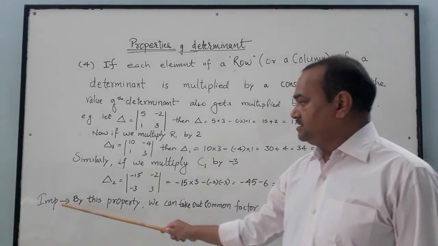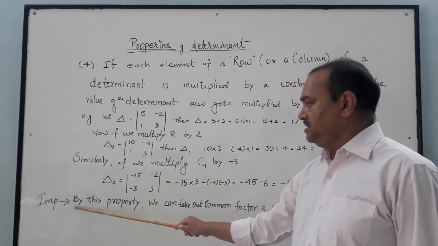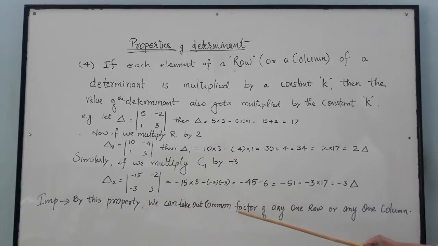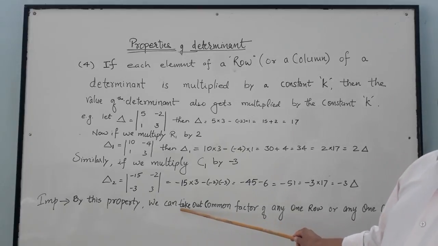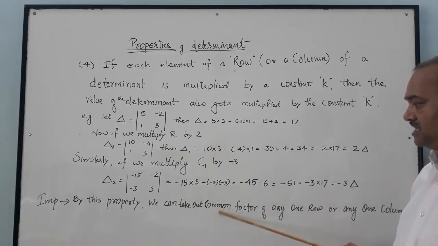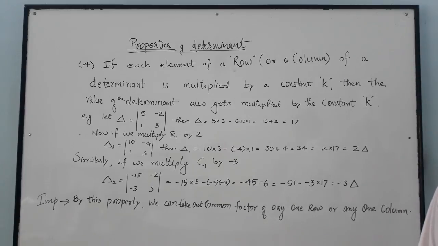The important result or conclusion of this property is that when we solve or simplify a determinant, we can take out common factor of any one row or any one column. As if we multiply in row or column, the value of the determinant is multiplied by that constant. So in the reverse process, if we take out any common factor from any one row or any one column, whatever we are taking out we will write outside the determinant. We will not leave it out.